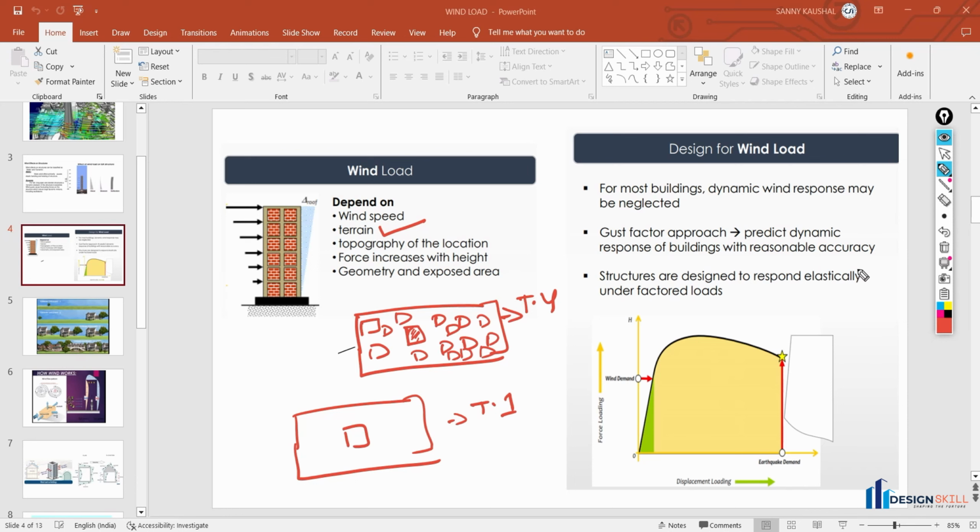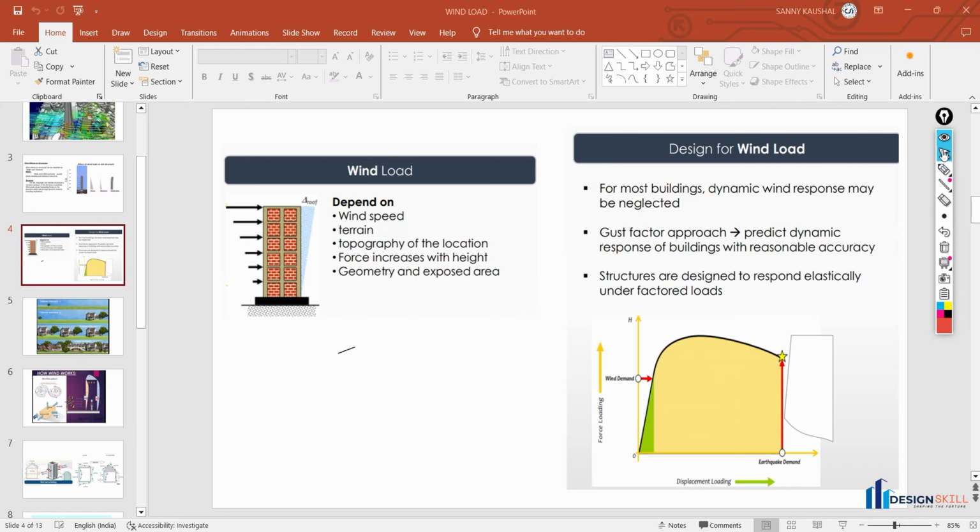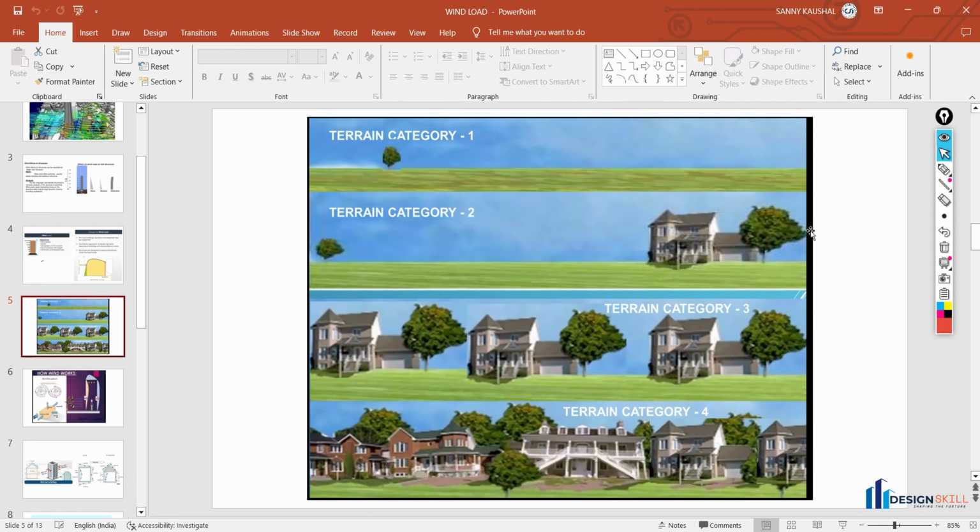For better explanation, I am opening another slide and I am going to explain with this particular diagram. You can easily see that we have terrain category 1, terrain category 2, terrain category 3 and terrain category 4. In terrain category 1 there is no building, which means there is no obstacle to the wind. In terrain category 2, you will find one building here. That means there is an obstacle to the wind but very little.